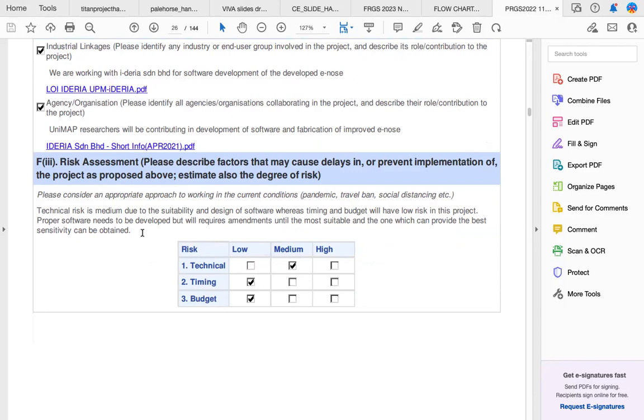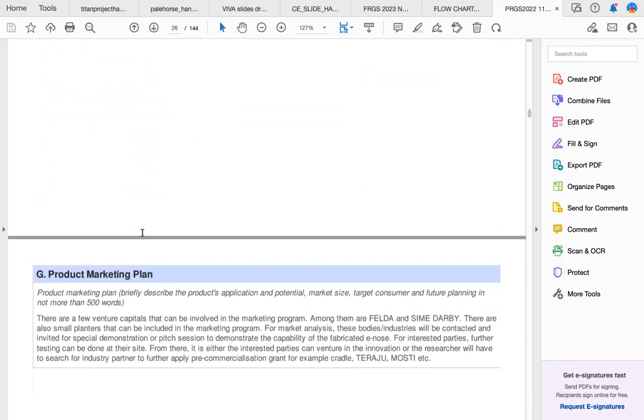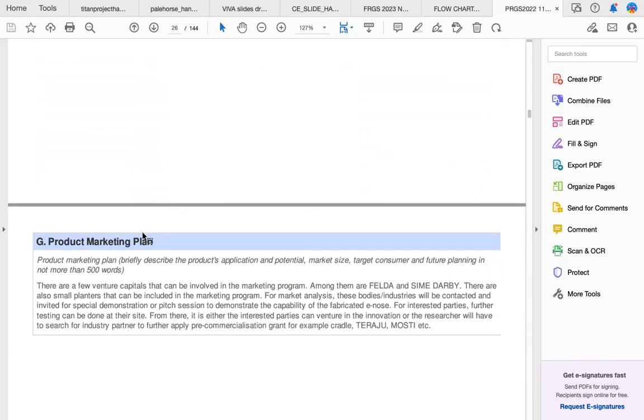But this is a very good approach, that you need to tell people about the risk. So technical means the science of it. So there may be some technical risk, but the timing, since it is a 2-year project, should be okay. And the budget, if you think that it covers all the materials, then the budget is okay. So this is what we call timing, risk assessment.